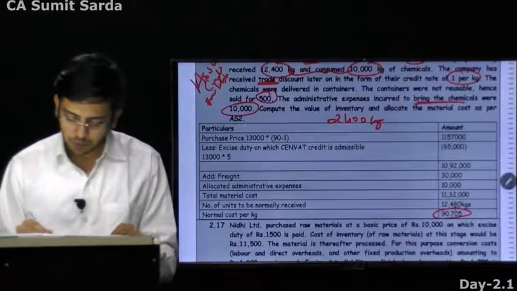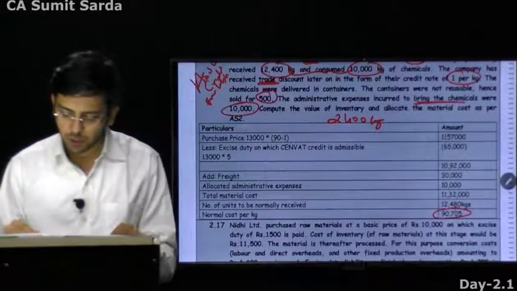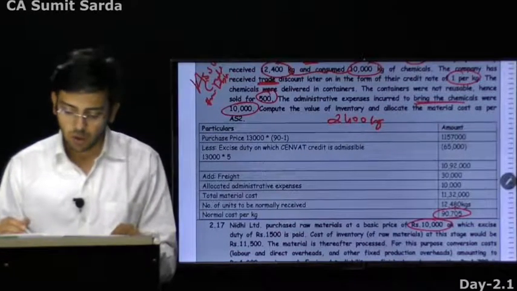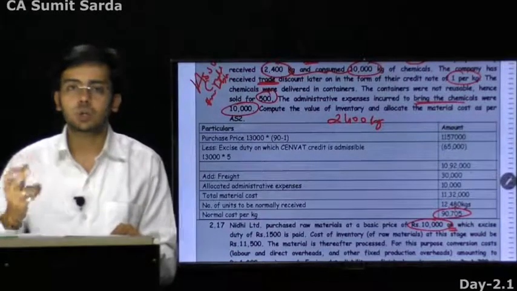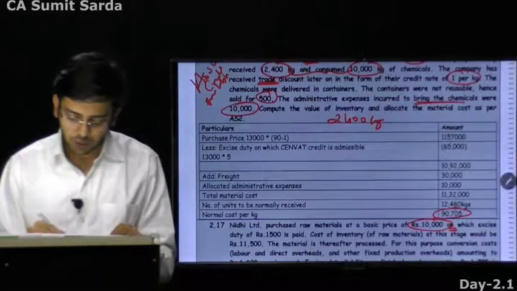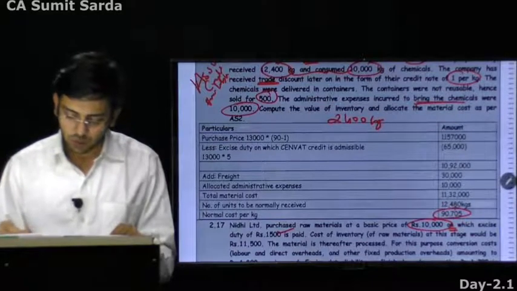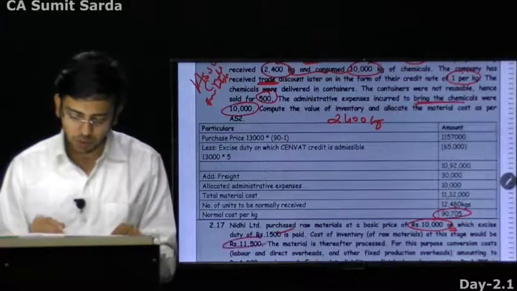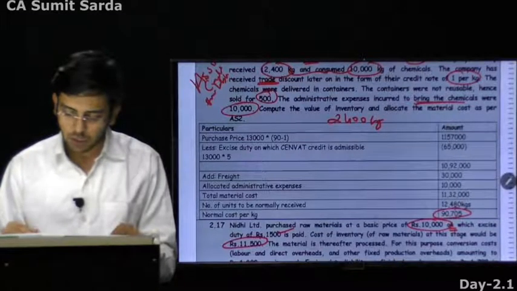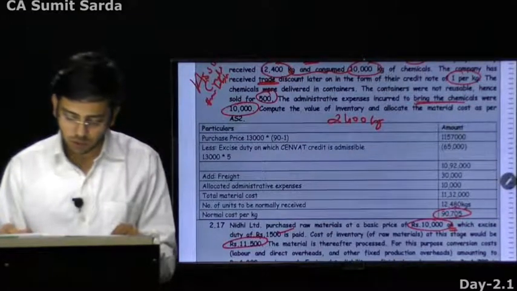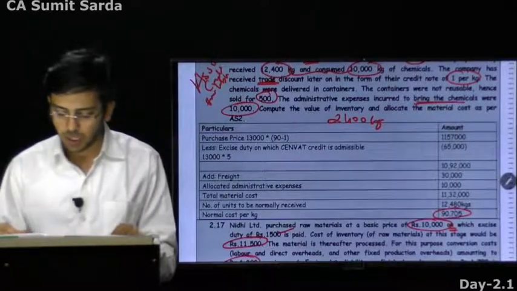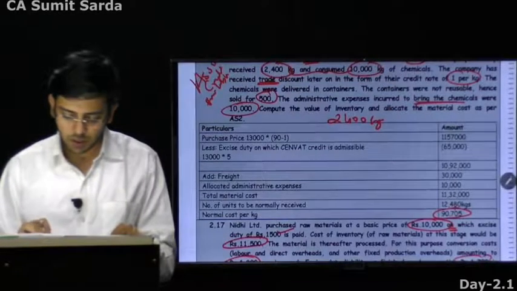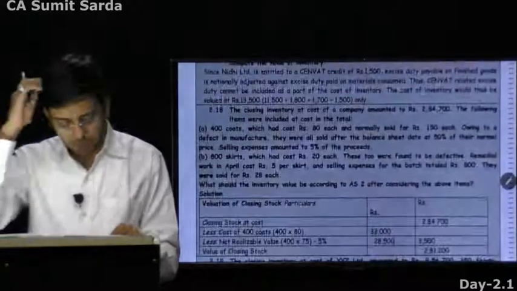Next one, Nidhi Limited purchased raw material at a basic price of 10,000, which doesn't include excise duty; over and above, excise duty of 1,500 is paid. Cost of inventory at this stage would be 11,500. The material is thereafter processed. For this, conversion cost of 1,800 was incurred. Excise duty liability amounting to 1,700 is being paid by the company.